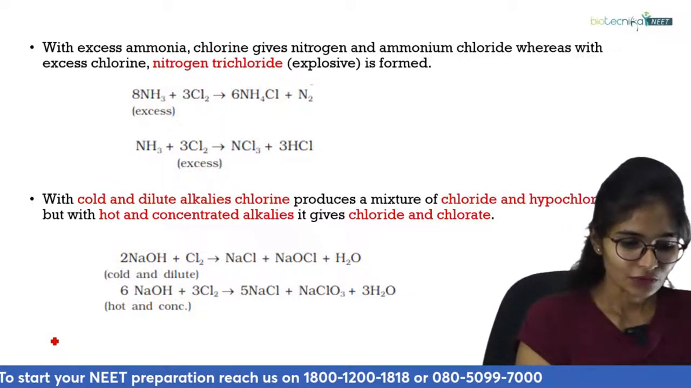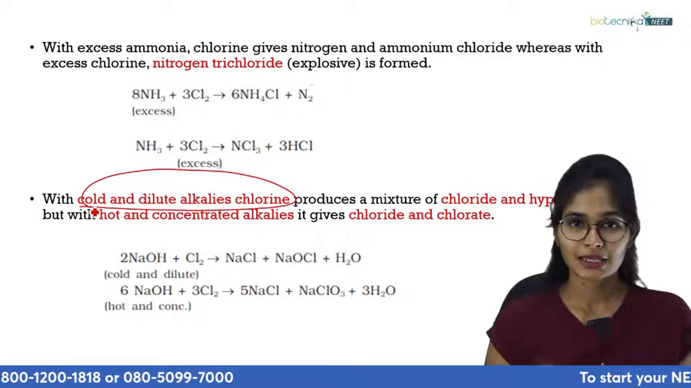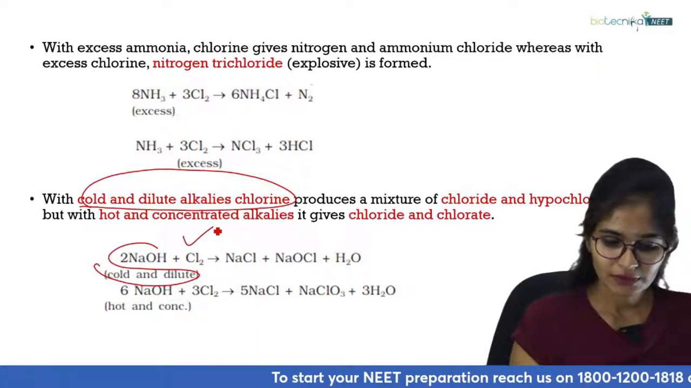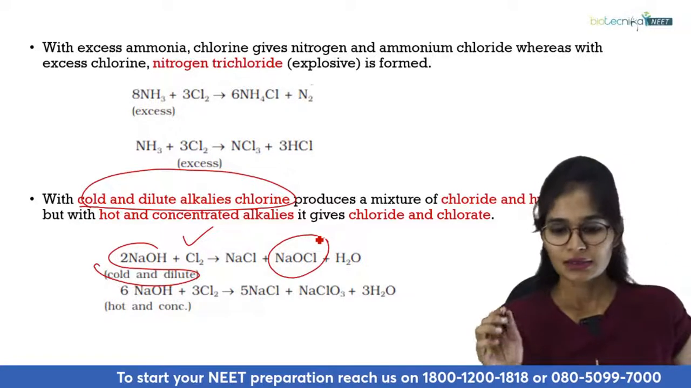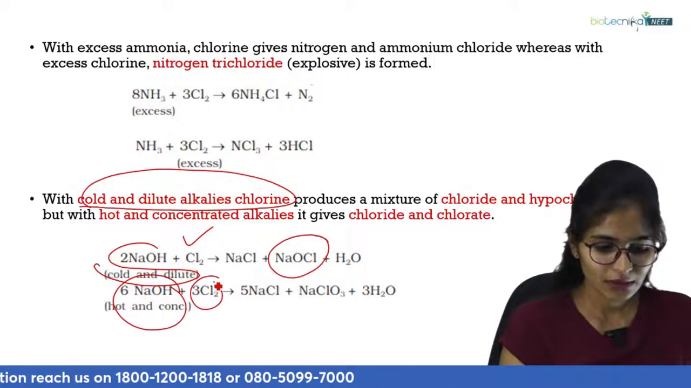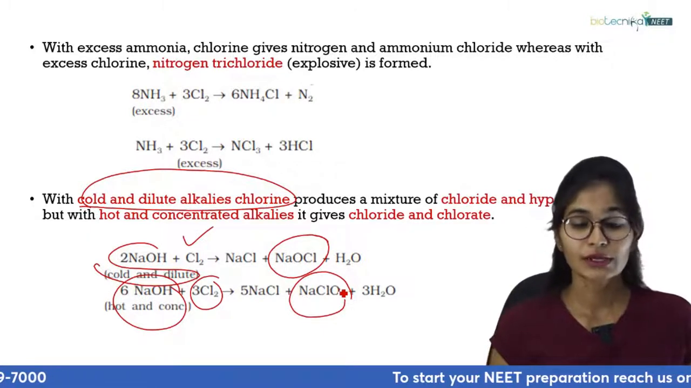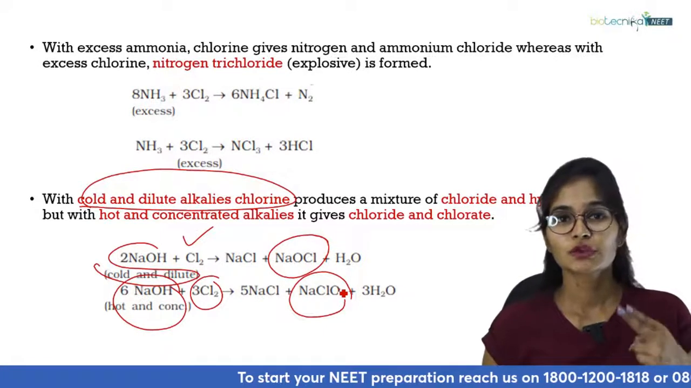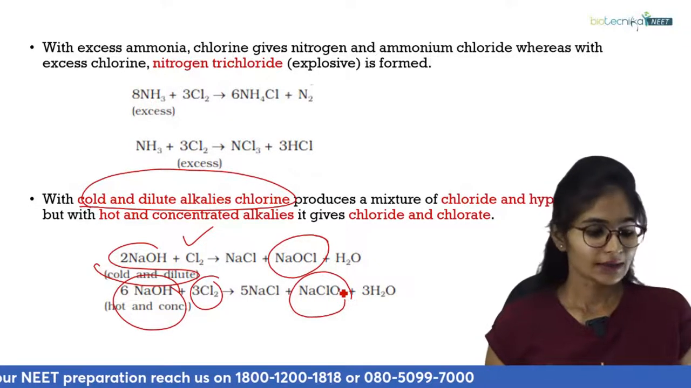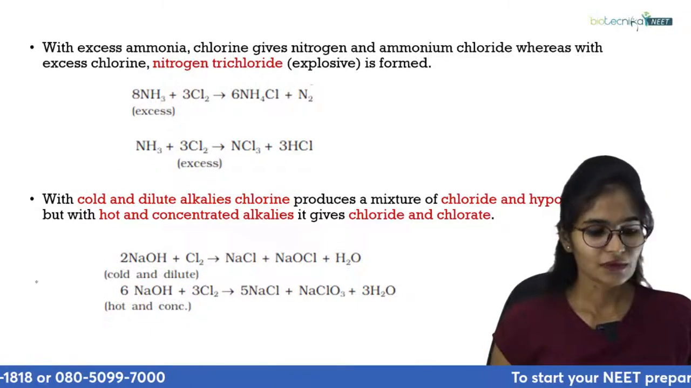And next, whenever you consider cold and dilute alkalis like NaOH, when it is treated with Cl2, it will give hypochlorite as a product. And if you have hot and concentrated NaOH treated with Cl2, you are going to get NaClO3, that is chlorate, as a product. So these are the two types of reactions, as you can see: one is cold and dilute NaOH alkali, and the other is hot and concentrated alkali. These are the two reactivity parts with respect to chlorine.